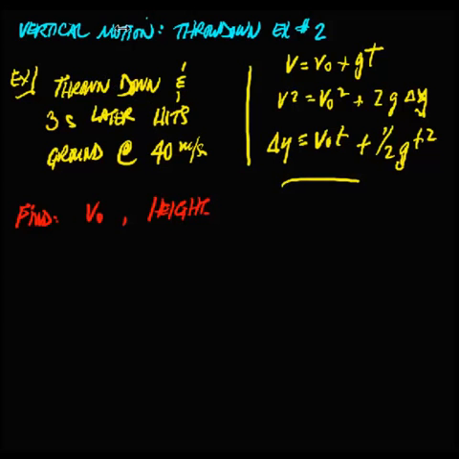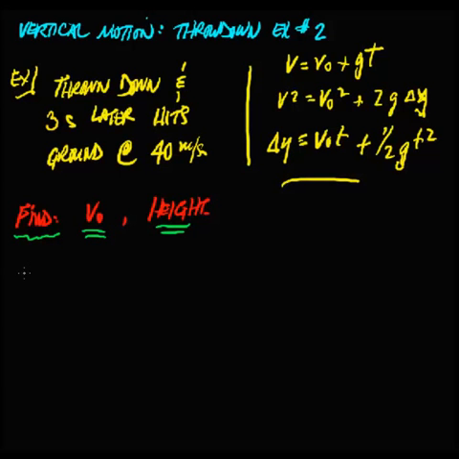So, doing a vertical motion problem, example number 2, it's a throwdown problem. That means the initial velocity is not 0. So we're going to have an object that is thrown down and 3 seconds later it hits the ground. It is traveling at 40 meters per second when it does hit the ground, and what we're asked to do is find out how fast it was thrown initially, and the height from which it was thrown before it hit the ground.